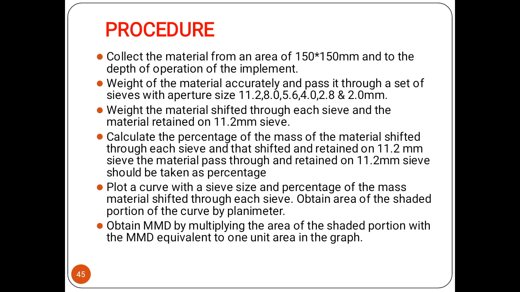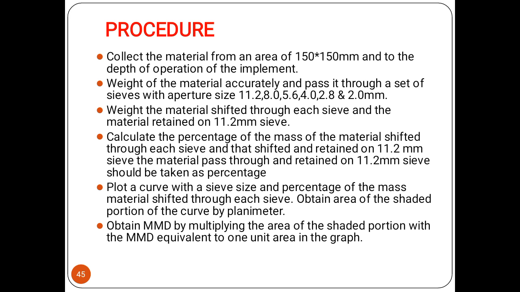Now, this is the procedure. First, collect the material from the area, 150 by 150 millimeter and to the depth of operation of the implement. Then weigh the material accurately and pass it through the set of sieves with aperture sizes 11.2, 5.6, 4, 2.8 and 2 millimeter. Weigh the material sifted through each sieve and the material retained on the 11.2 millimeter sieve.